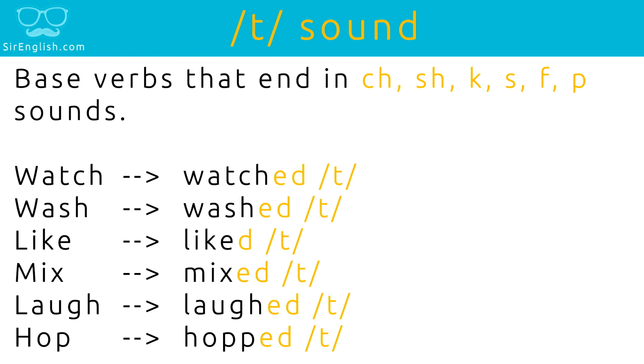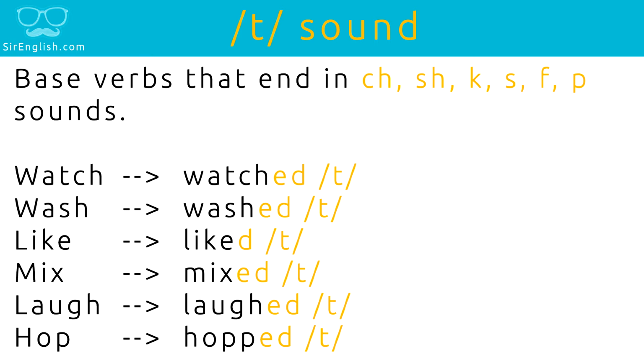So when you have a base verb that ends in one of these sounds, you should add the t sound when you add ed. So if a base verb ends in the ch sound, you add t. The same with sh, k, s, f, and p sounds. For example, watch becomes watched. Don't say watch-ed. It should be watched. It's one syllable. There's no extra syllable added.